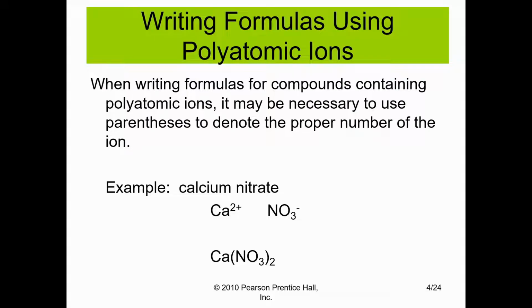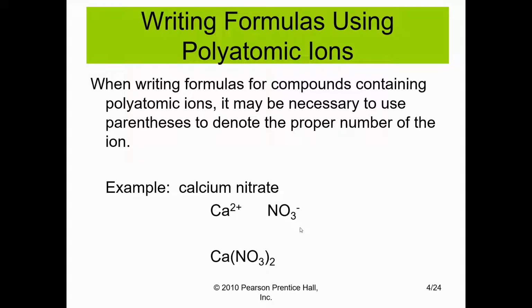When we go to write out the formulas for polyatomic ions, they're going to be a little bit more complicated. In this case, we're going to use both the name of the polyatomic ion and the name of the monoatomic ion together in order to form the formula and the name. The first example we'll look at is calcium nitrate. In this example, we use a calcium ion and a nitrate ion to form calcium nitrate.